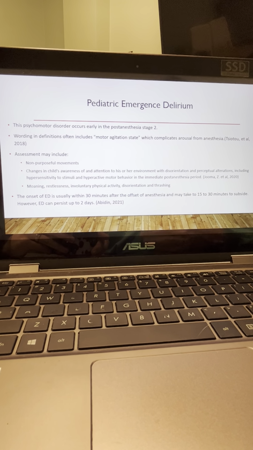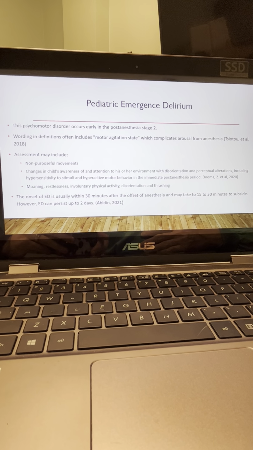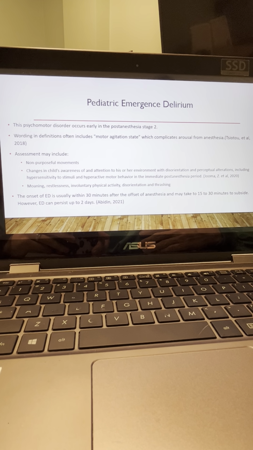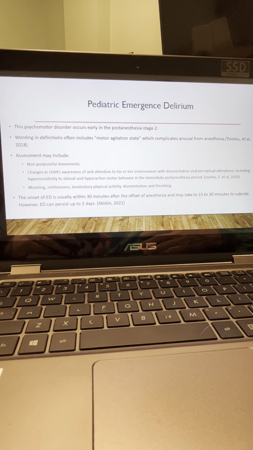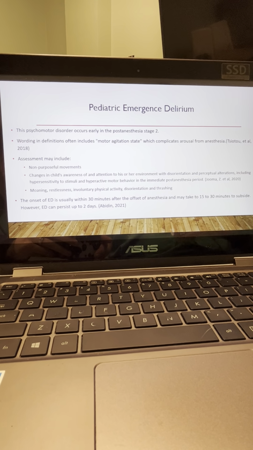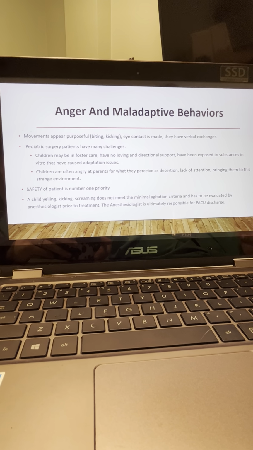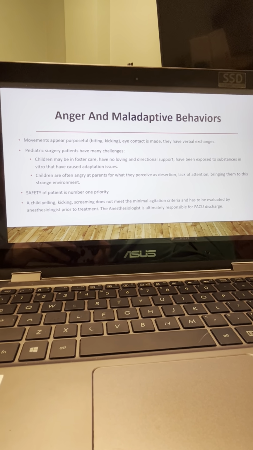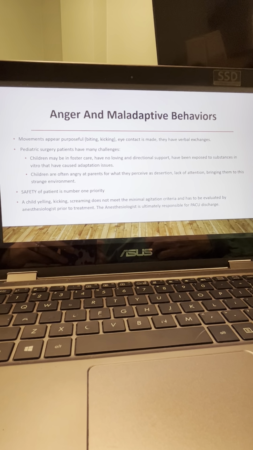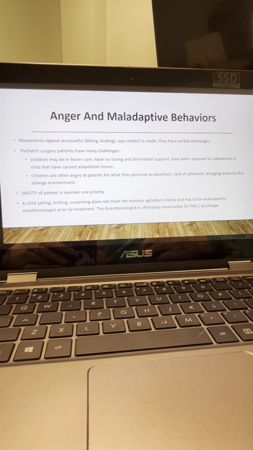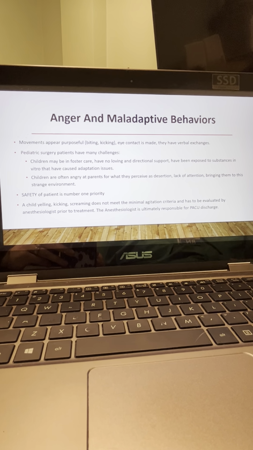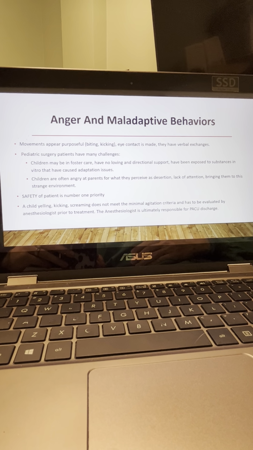You're going to see moaning, restlessness, involuntary physical activity, disorientation, and thrashing. The onset of delirium is usually within about 30 minutes after the offset of anesthesia and may take about 15 to 30 minutes to subside. However, it can last for up to 2 days. So the other thing we see are anger and maladaptive behaviors. Movements appear purposeful. So these children, they make eye contact, they bite, they kick, they can verbally exchange with you what they want, what they don't want, especially. So that's one of the things that makes us think delirium versus this.